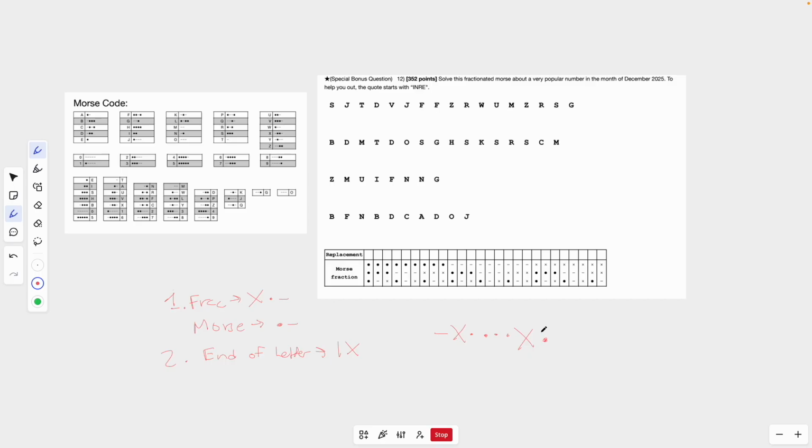And then after you finish the entire word, you put two X's. So you get two X's like this. That's the main thing. After each word, it's good to put a slash running through the letters. So you write THE like this, and then put a slash through it.